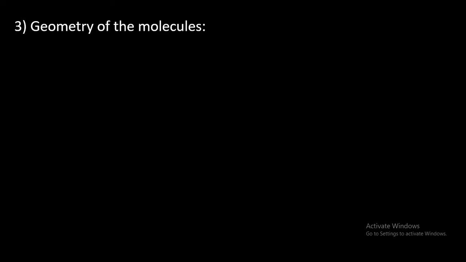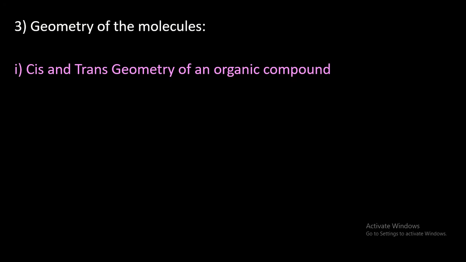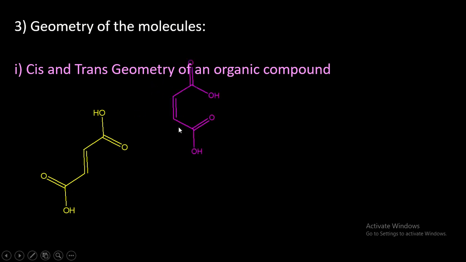Now focus on the geometry of molecules. The first point is to determine the cis and trans geometry of an organic compound. Consider the structure of fumaric acid, and the structure of maleic acid. In fumaric acid, the two COOH groups are present trans to each other. In maleic acid, the two COOH groups are present cis to each other.